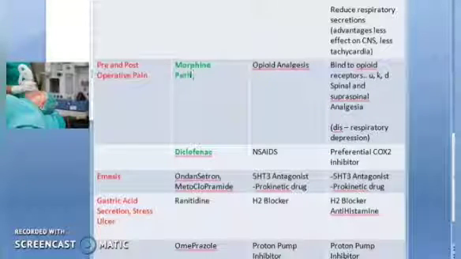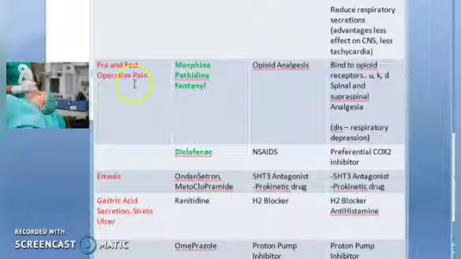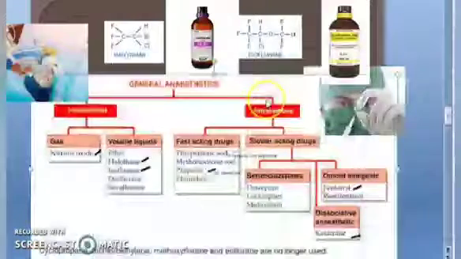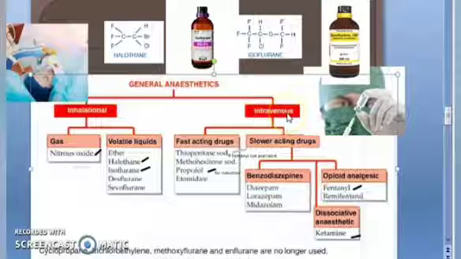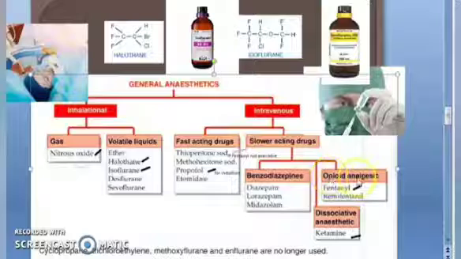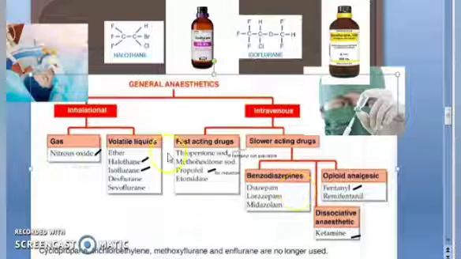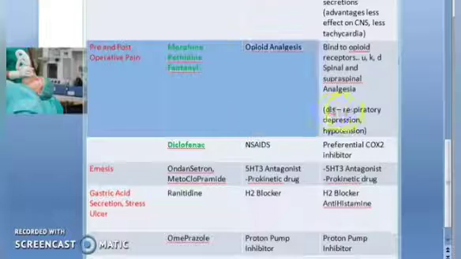What are the other options? Pethidine, fentanyl. Okay. If you remember in the general anesthetics classification, inhalational, intravenous, we have seen in slow acting intravenous, we have seen opioid analgesic fentanyl. Interesting, right? Fentanyl they are saying is also a general anesthetic. So anyways, we are here.